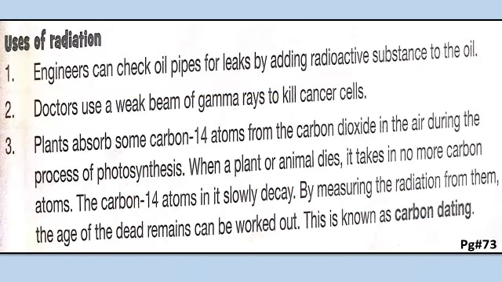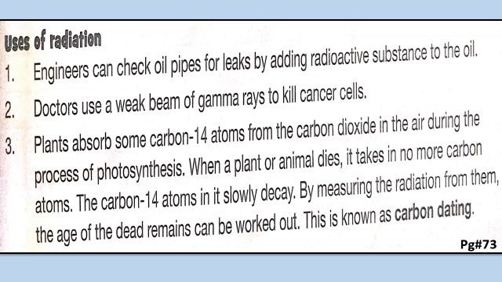Okay, now open your page number 73 and here the topic is uses of radiations. The first point is engineers can check oil pipes for leaks by adding radioactive substance to the oil. The second is doctors use a weak beam of gamma rays to kill cancer cells. Means कि डॉक्टर्स जो हैं वो कैंसर सेल्स को किल करने के लिए गामा रेज की जो वीक बीम्स होती हैं उनको यूज करते हैं.